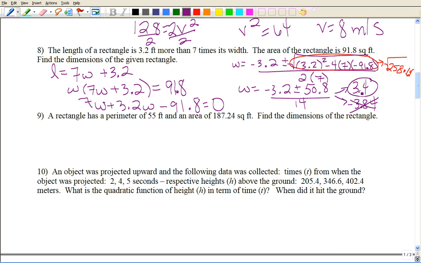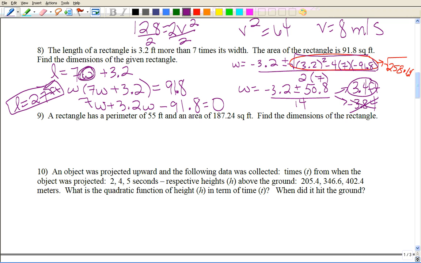Now because I know that my width is 3.4, I can plug that back in for w in the formula for the length, and I'll get my length equal to 27. So the dimensions are a length of 27 feet and 3.4 feet for the width.